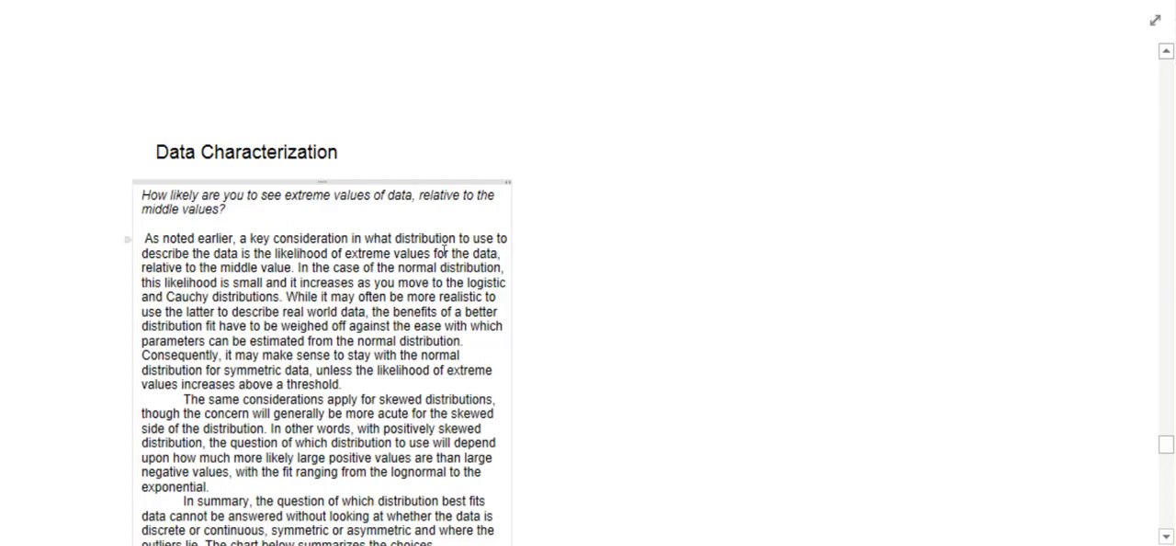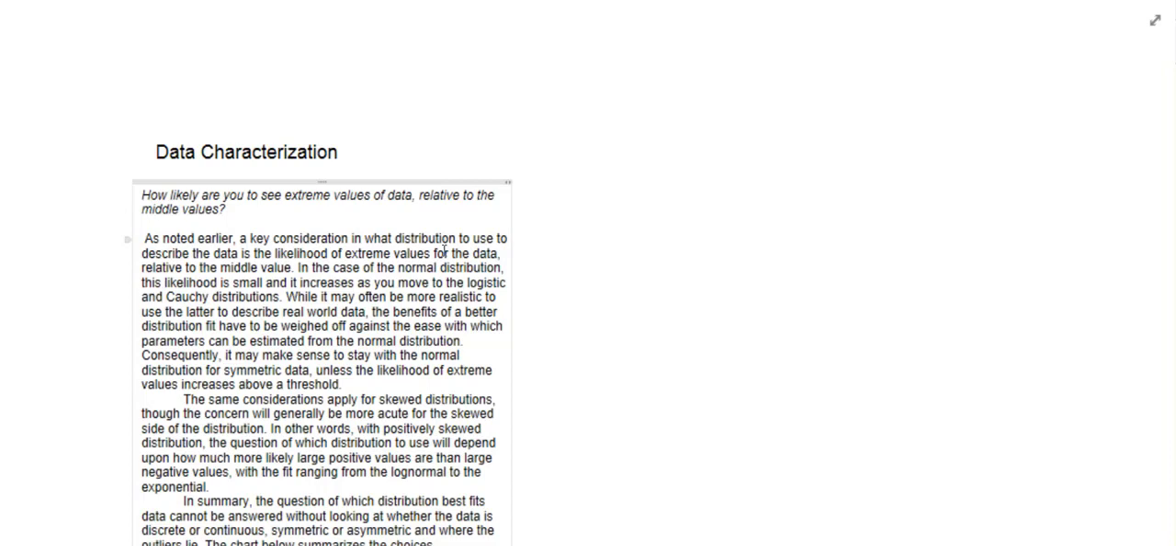So in the case of a normal distribution, as we saw, that likelihood is small. And it increases as we move to some other distributions, such as the Cauchy distribution, which I mentioned earlier, same basic shape, but a little fatter around the tails, if you will. And it often may be realistic to use the latter to describe real-world data, because the benefits of a better distribution fit have to be weighed off against the ease with which these parameters can be estimated from the normal distribution.